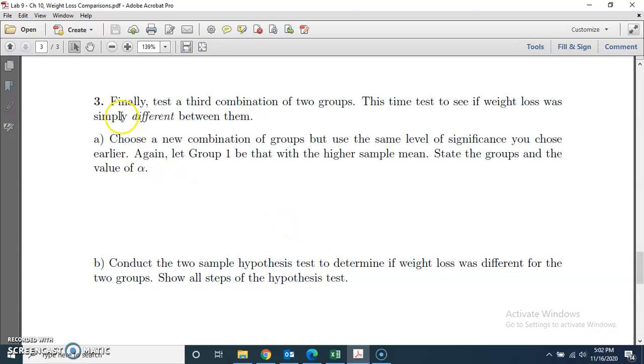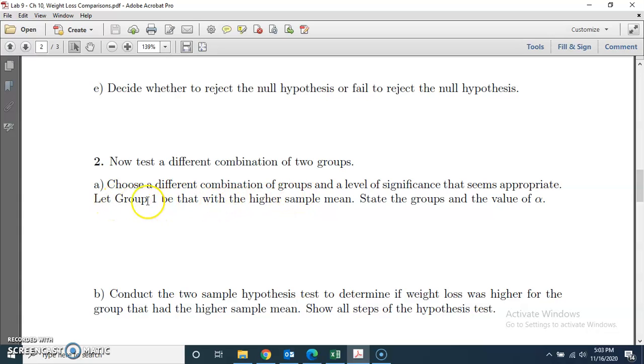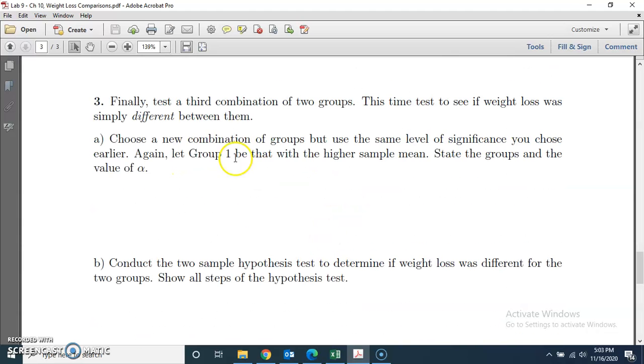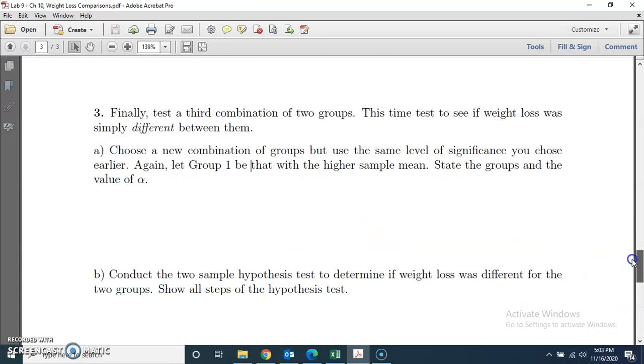Right there you are. Number 3. Now you're going to do a third combination. This time, pick a new combination, different than the other two. Now you're testing just to see if weight loss was different. In number 2, it was to see if weight loss in group 1 was higher. But now you're just going to see, is it simply different? So again, going through the steps and then giving the interpretation there.